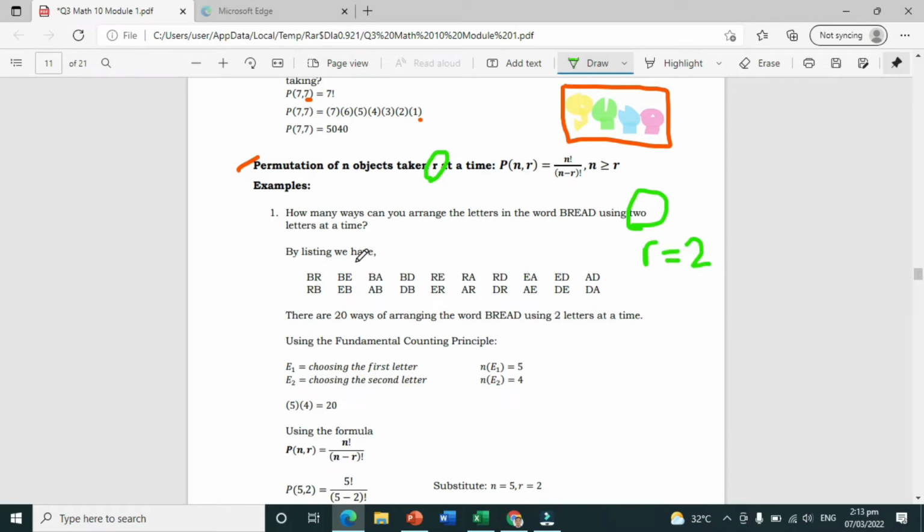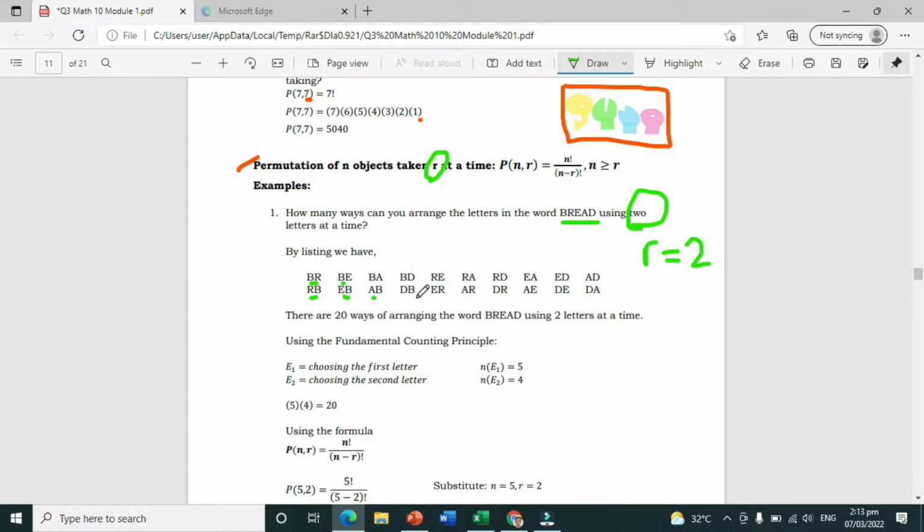Now, by listing, we have B-R-E-A-D. So, meron tayong B-R. Yan. Isang arrangement yan. O pwede rin, baliktarin natin. R-B. O, another arrangement. Take note sa permutation, pag maiba yung arrangement, iba yung meaning yan. Now, pwede rin natin gamitin yung BE since yung B at saka E is part ng mga letters o part ng word na bread. So, BE at saka EB.